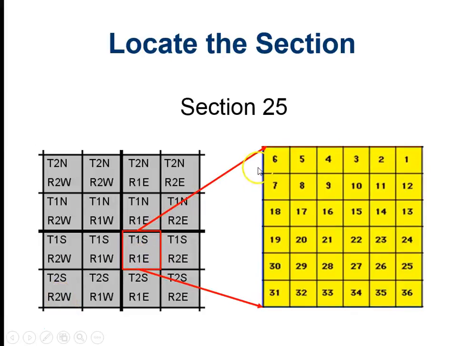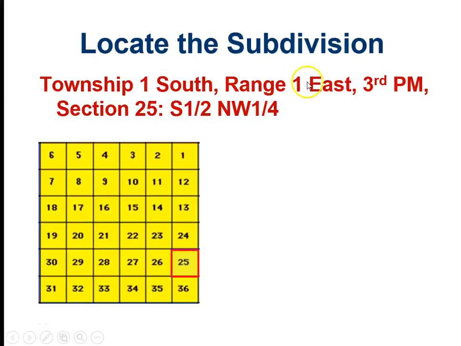And then from here, I'd go to section 25. It always starts in this corner, and it numbers going down like this. So we're looking at section 25 right there. Now we further divide this one down to do this. South half of northwest quarter.